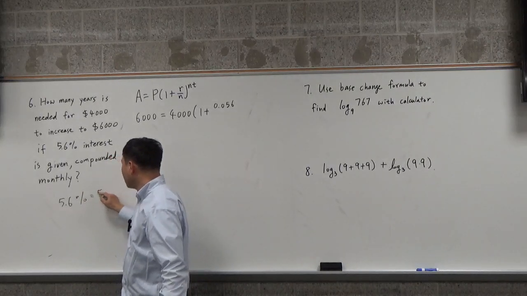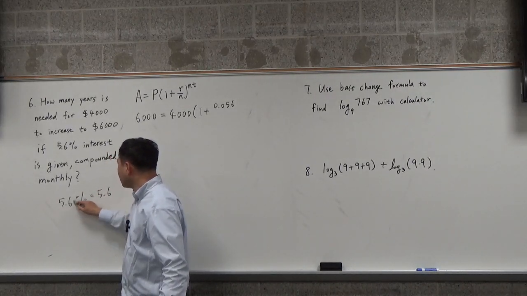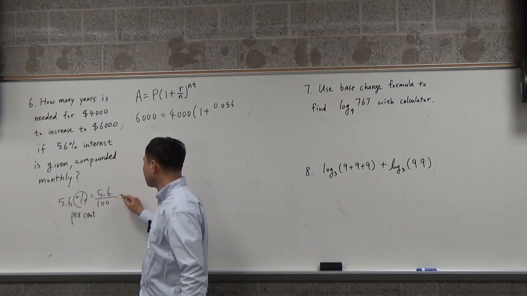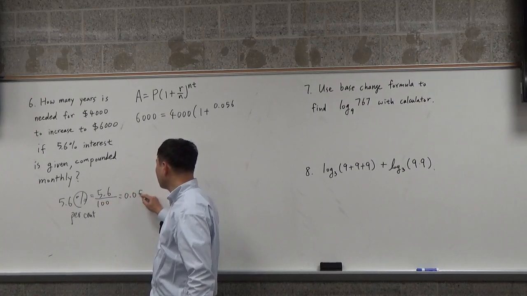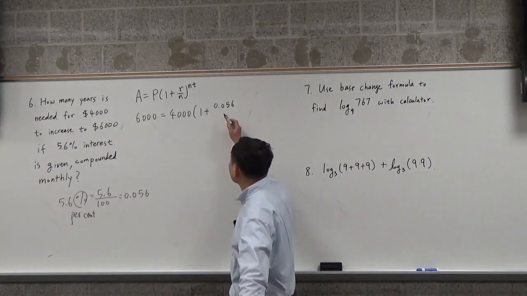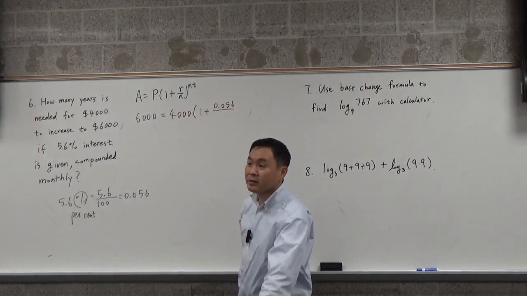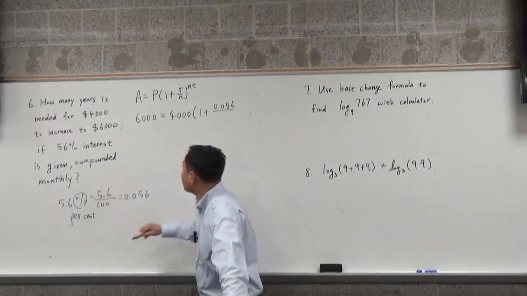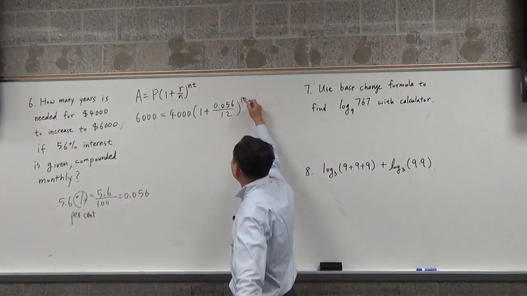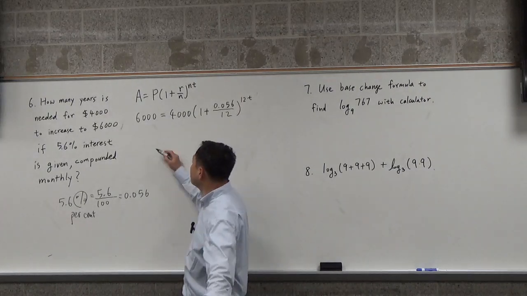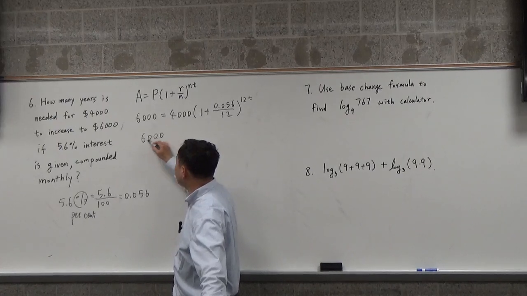5.6% means per cent, right? Per means divide. Cent means 100. So that's 0.056. If you take 5.6 and divide by 100, that's what you're going to get. What's n? 12. Why is it 12? Because it's monthly. So n is 12, 12t. And we're trying to solve this for t. That's the idea. Divide both sides by 4,000.